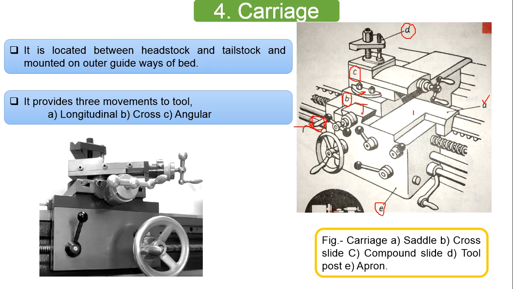So whatever angle is set, we can set the angle with this compound slide, and then with the help of this hand wheel we can give the angular motion also. So this is very helpful when we are using the taper turning method on the lathe machine.